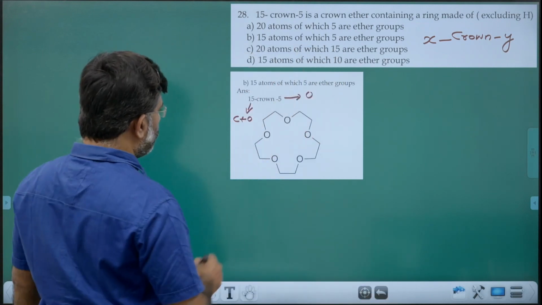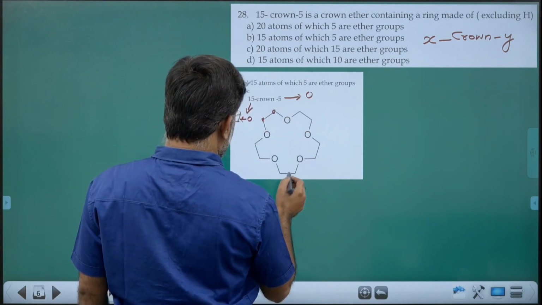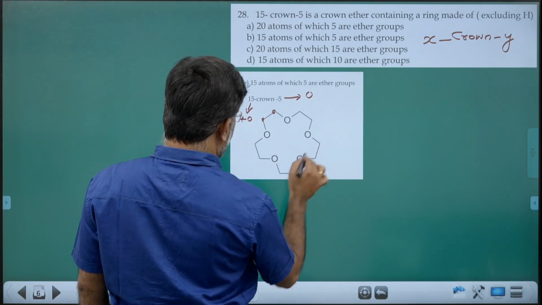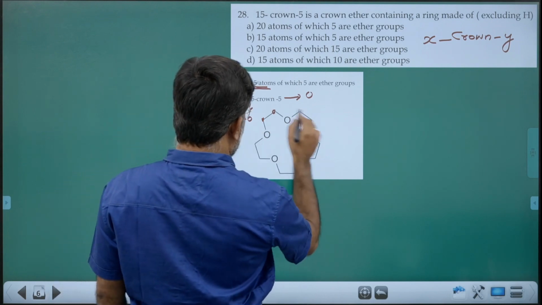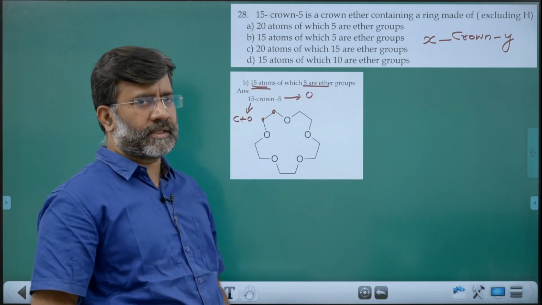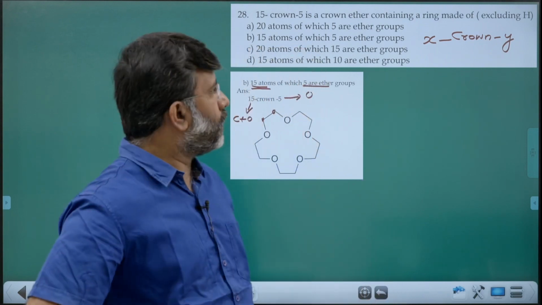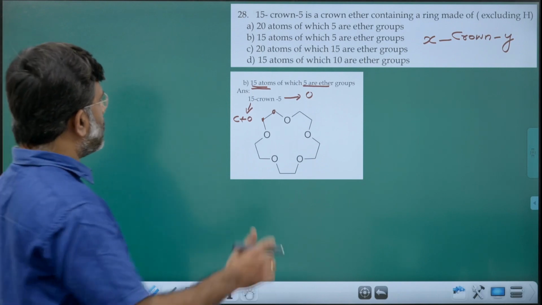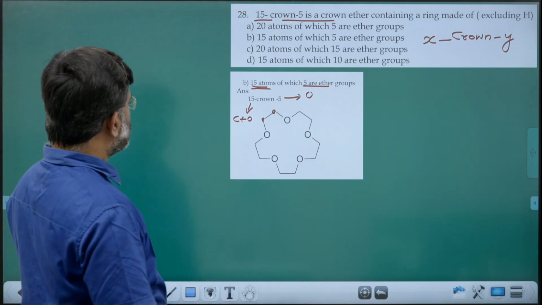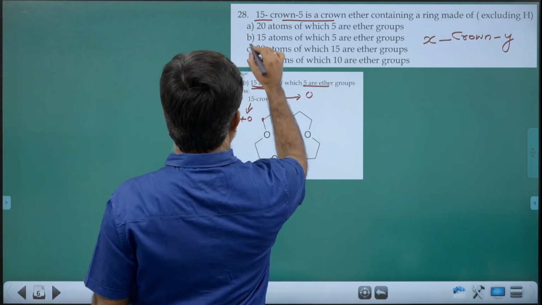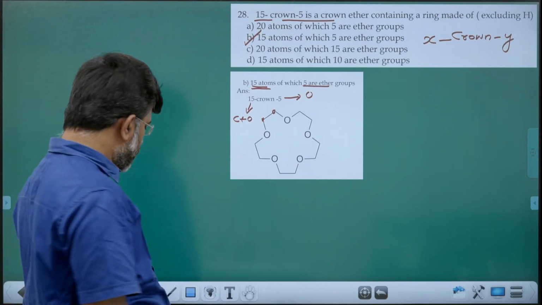How many carbons? You see here there are 2, 4, 6, 8, 10 carbons, and there are 5 oxygens. So 10 plus 5 is 15 carbon and oxygen atoms, and the number of oxygens is 5. That is the way the compound is named, 15-crown-5, X-crown-Y. The answer is option B, 15 atoms of which 5 are ethers. Next.